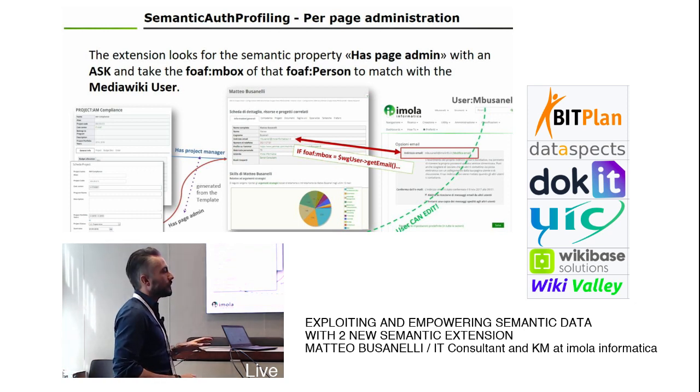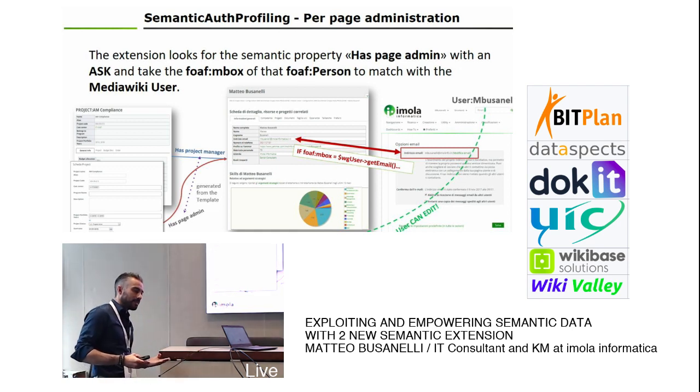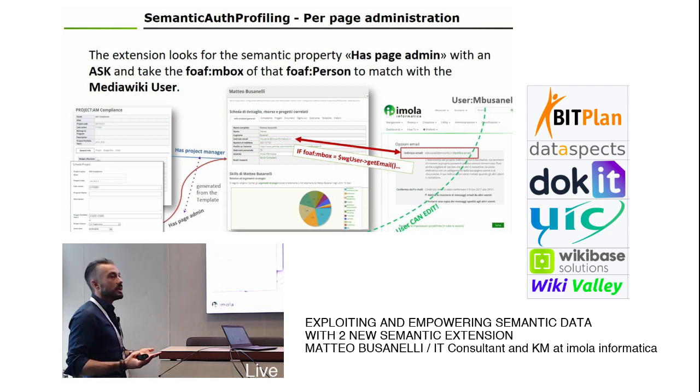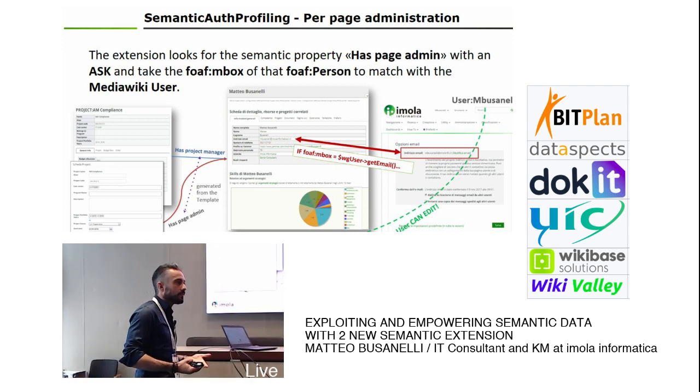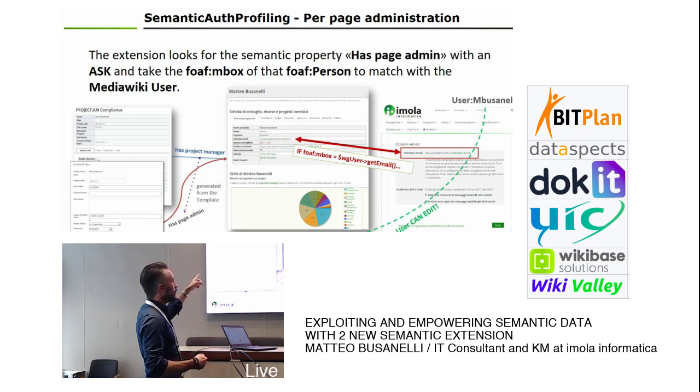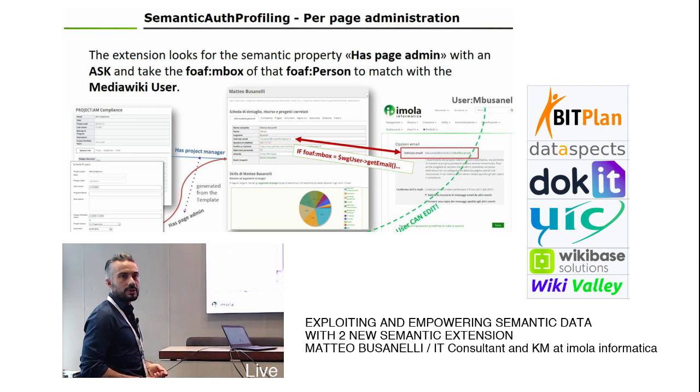This is a strong requirement because we have to match the semantic representation of person with the system user logging in. We can use the email or username, but in such a way we have to match, because the extension knows who the user logged in is, and has to match whether this user is the same person in charge of project management in this case.